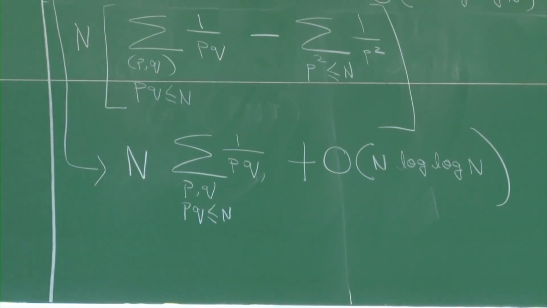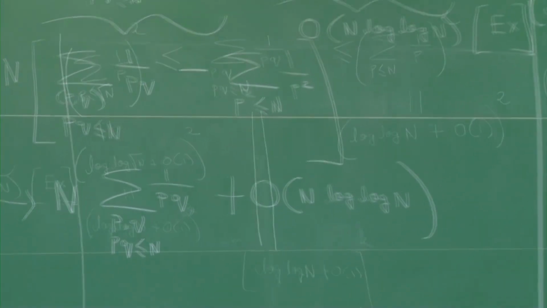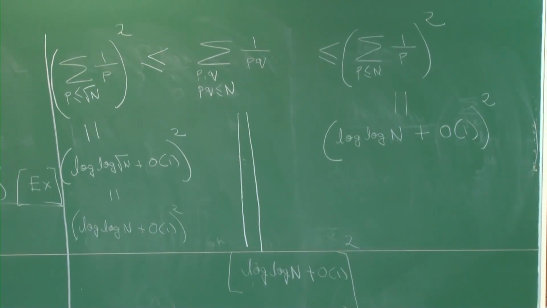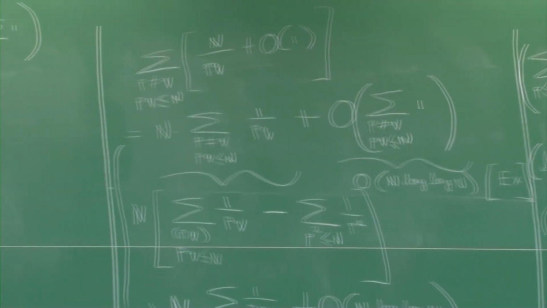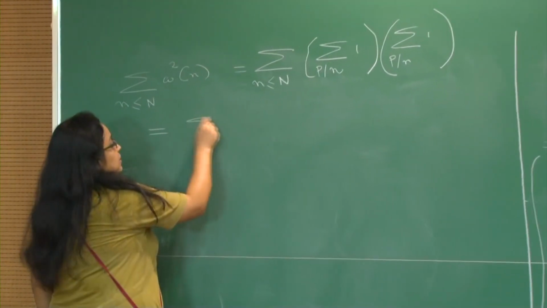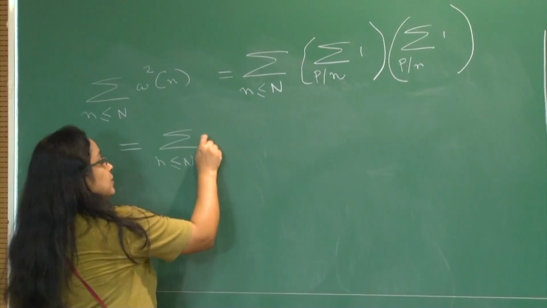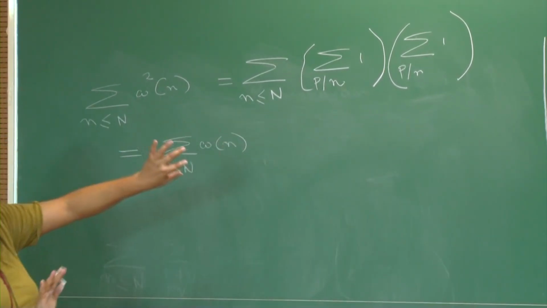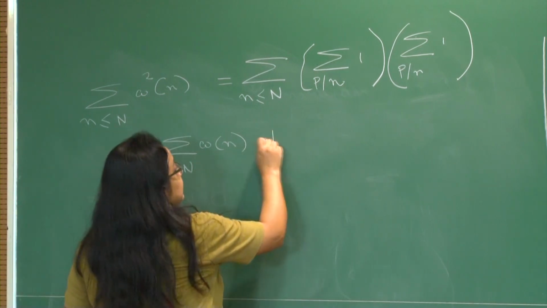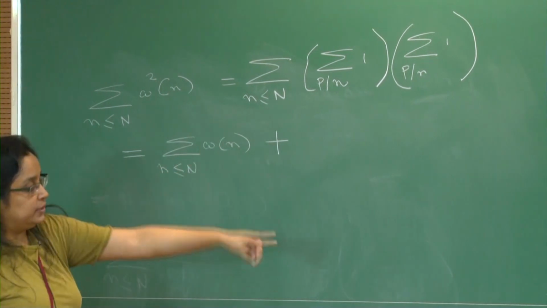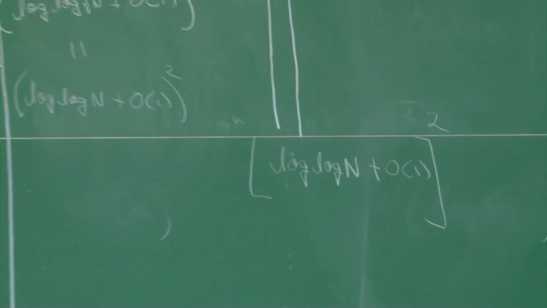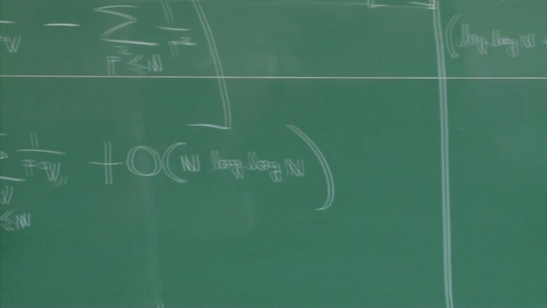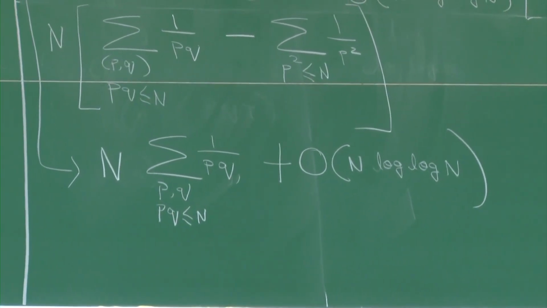So, overall what you are getting in the end is the following: summation of n less than or equal to N of omega square of n, by the appropriate change of summations and term by term analysis, just turns out to be equal to summation n less than or equal to N omega of n. This was already there, we had put it aside, plus from the part where p and q were different primes, you have derived this estimate here along with the capital N, and then there is a O of n log n as well, but that gets absorbed here.